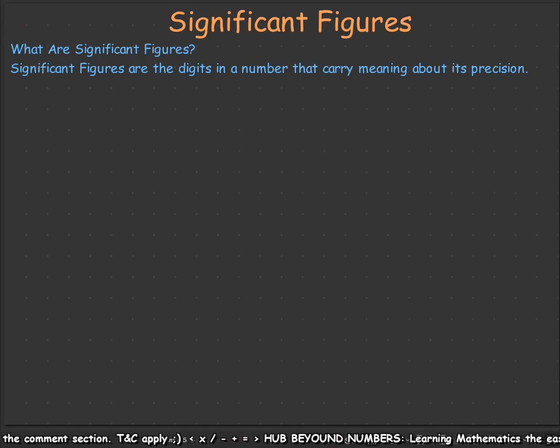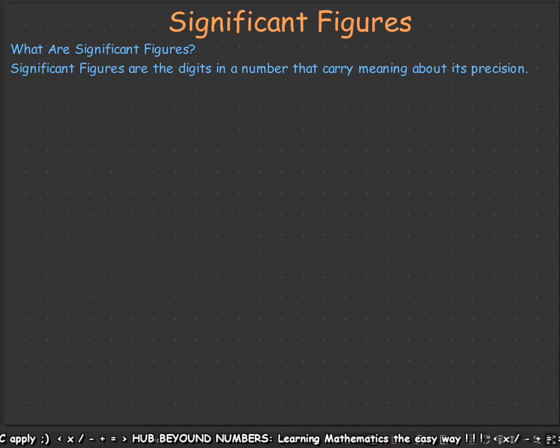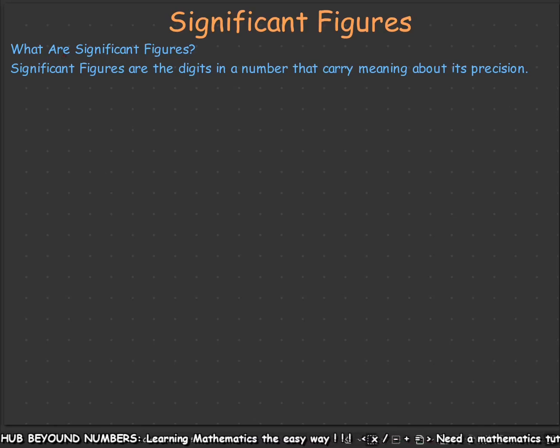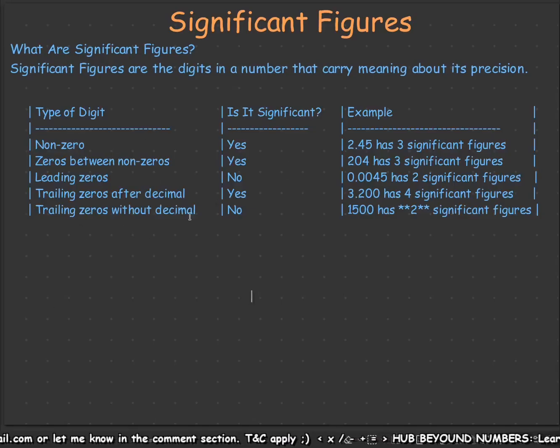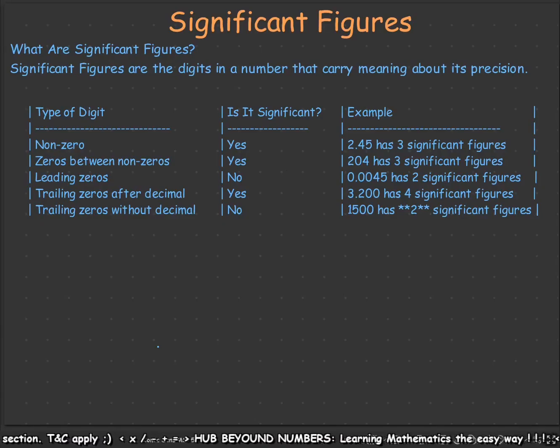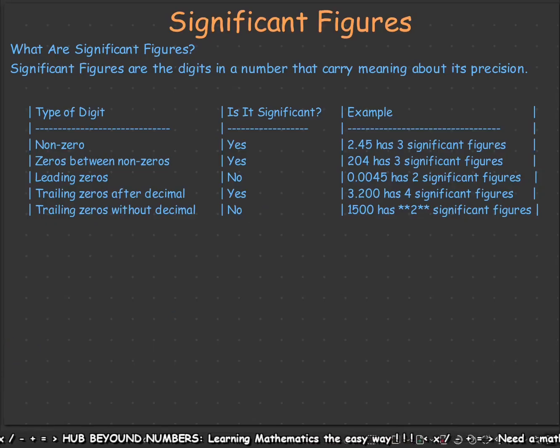Now, this includes all non-zero digits. When I say non-zero digits, that is 1 to any number apart from 0. So let's look at this table here and see which numbers are significant and which ones aren't. We are looking at all the types of digits, and we'll be able to tell which are significant and which aren't. As we do so, we are also looking at the rules that show that a number is significant.